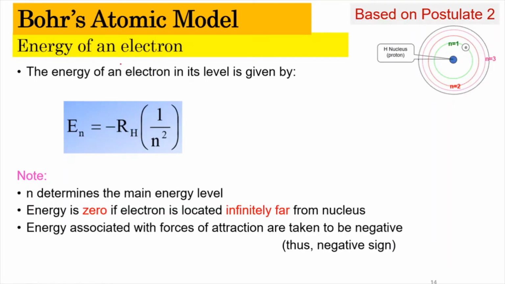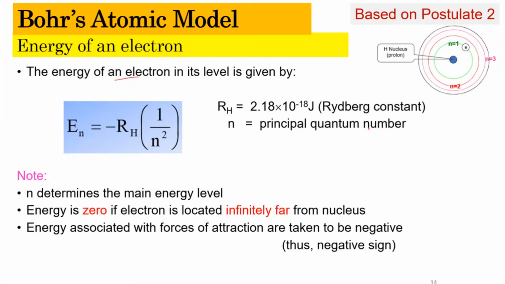Now we're going to go back into the energy of an electron, which we have talked about based on postulate number 2. The energy of an electron is given by the formula here: En is equal to negative RH times 1 over n squared, where RH refers to the Rydberg constant, and it carries a value of 2.18 times 10 to the power of negative 18 joules. Meanwhile, n refers to the principal quantum number, or you can call it a shell, energy level, or orbit. And n can be an integer value, which is 1, 2, and 3, depending on where the electron is located. If the electron is located at n equal to 1, then you can substitute 1 into this equation. Also, the energy can be 0 if the electron is located infinitely far from the nucleus.